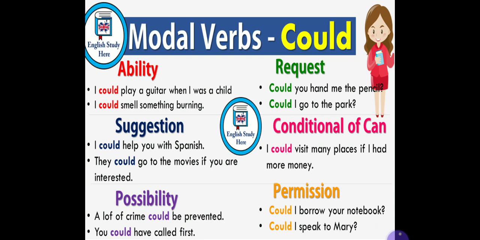Okay, let's read one example for ability. I could smell something burning. For suggestion, I could help you with Spanish. For possibility, you could have called it first. Request, could I go to the park? Conditional of can, I could visit many places if I had more money. Permission, when asking for permission, could I speak to Mary?